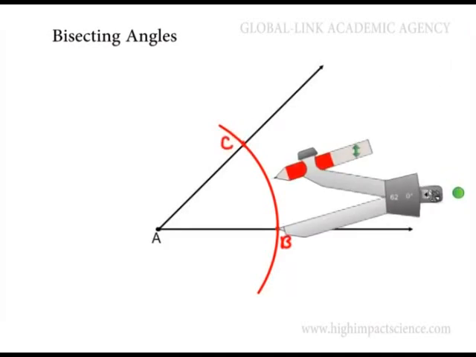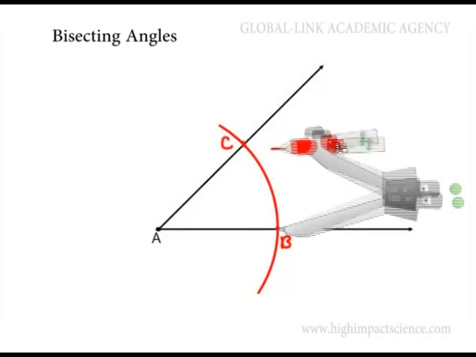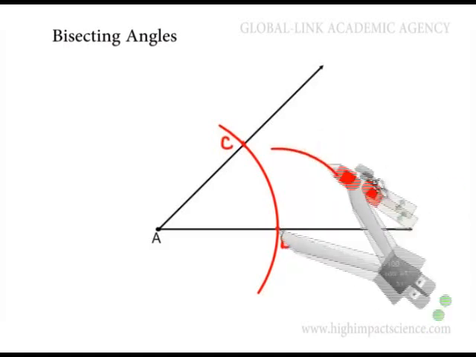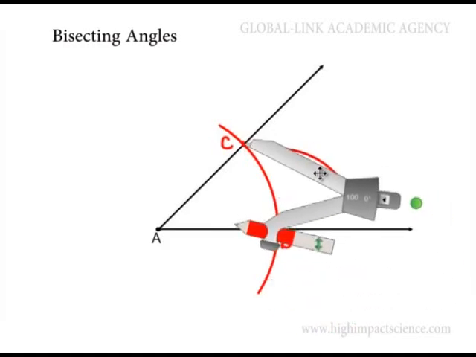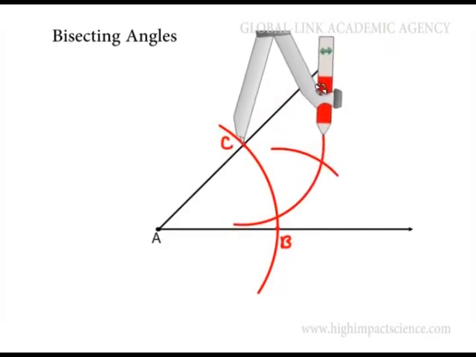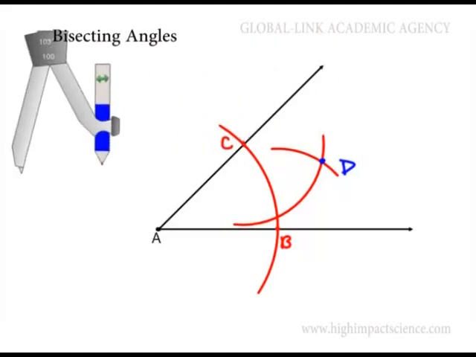Next, open the compass and place it at B, and then mark an arc here. Using that same radius, put the compass at C and mark another arc. The angle bisector should pass through this point of intersection. All you need now is get a ruler and draw that bisector from the vertex at A.